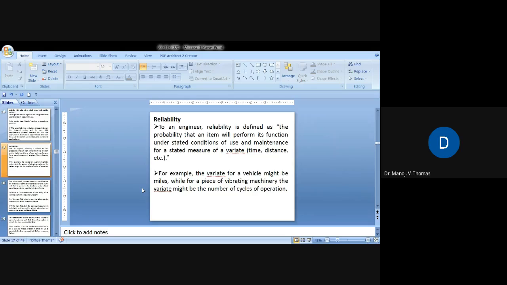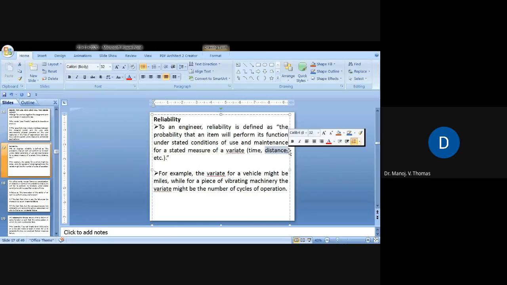So reliability is one aspect we will consider in the design. To an engineer, reliability is defined as the probability that an item will perform its operation under stated conditions. For example, the variate means the time, means how long. Reliability means when we purchase a mobile phone, there is a time period for which it will work, say, 2 years, 3 years. A distance means, say, when we purchase a car, there is a minimum guarantee it will go for this many kilometers. So that is the variate. The variate for a vehicle might be miles, while for a piece of vibrating machinery, for a mechanical part, the variate might be the number of cycles of operation. So that is the reliability.